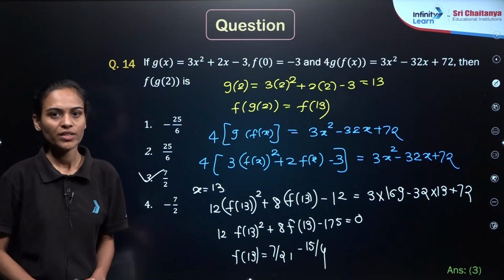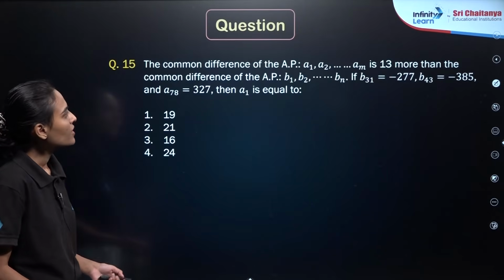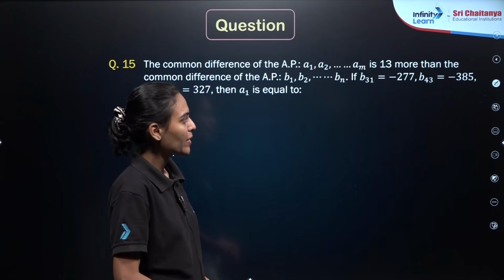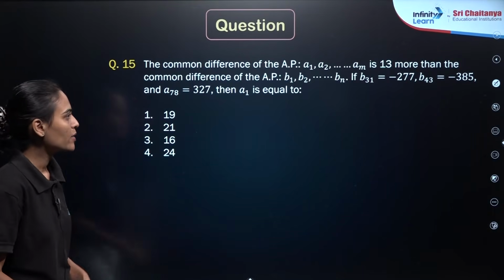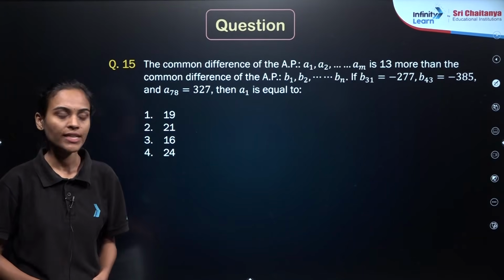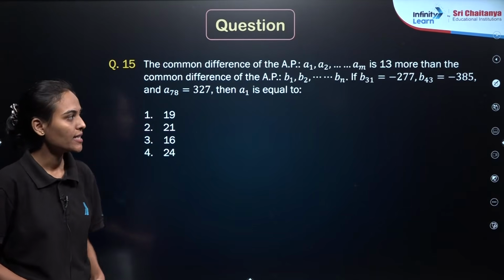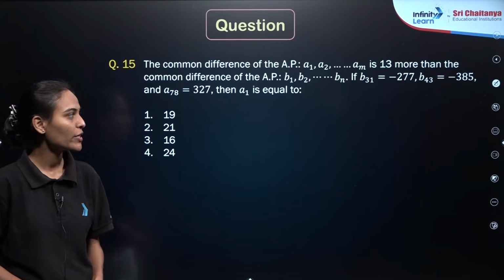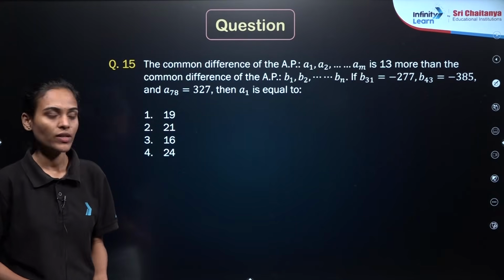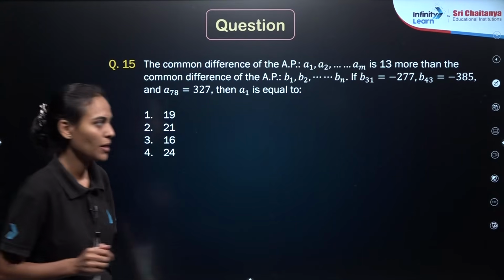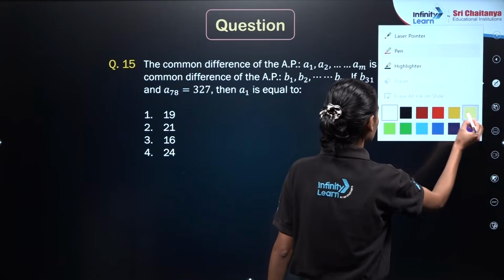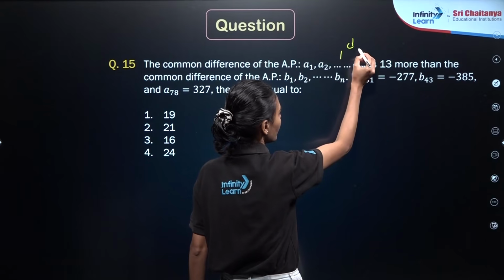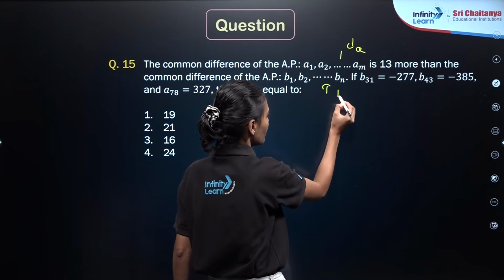Now let us do students question number 15. Here they have given the common difference of the AP A1, A2 up to Am is 13 times more than the common difference of AP B1, B2 up to Bn. B31 is minus 277, B43 is minus 385, A78 is 327. Then please find the value of A1. What I will consider: let the common difference for this be dA and for this AP be dB.